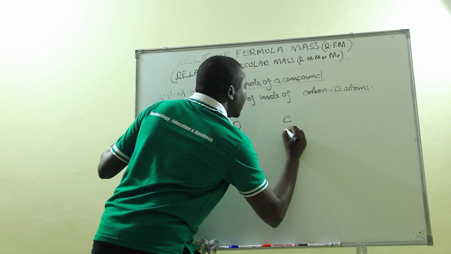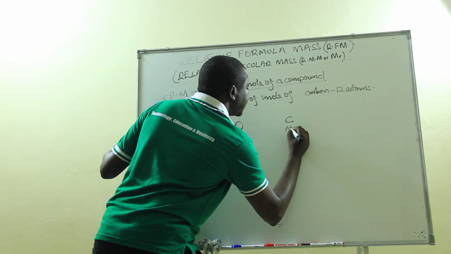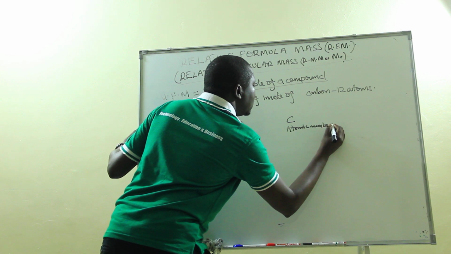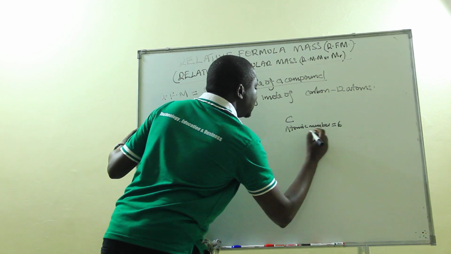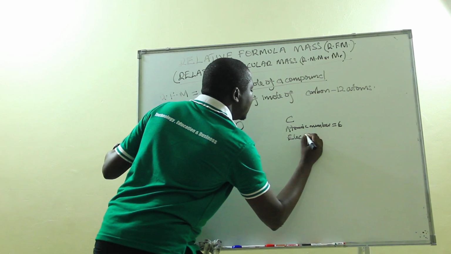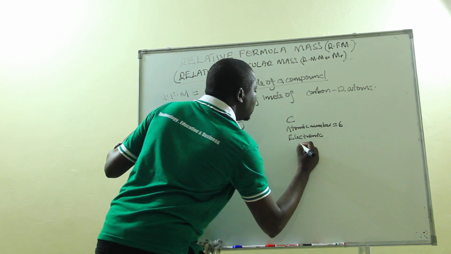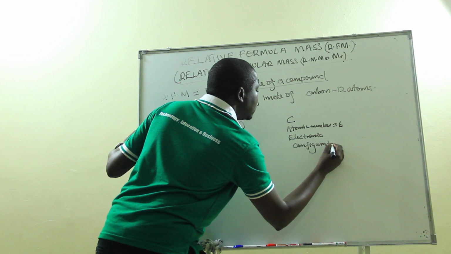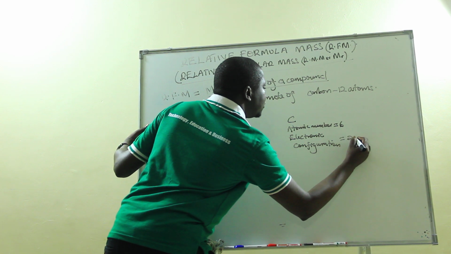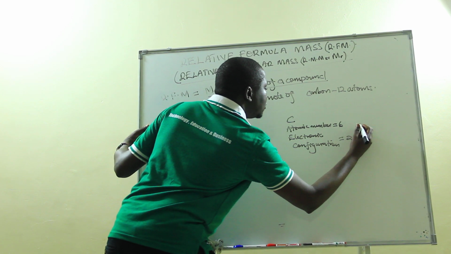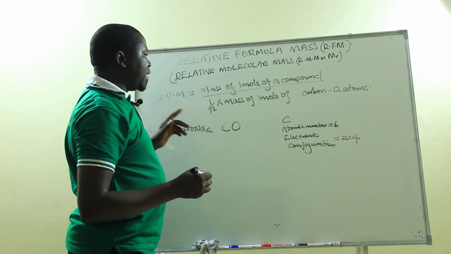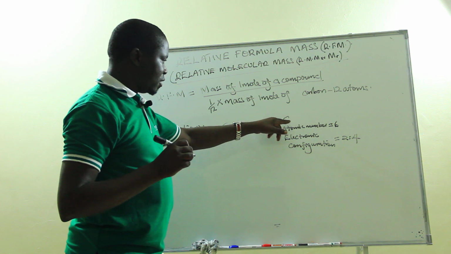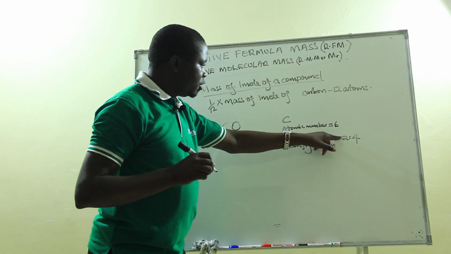So let's start with carbon. The atomic number of carbon is 6. The electronic configuration is 2, 4. The atomic number is the number of protons, which is the same as the number of electrons. So the electronic configuration is 2, 4.